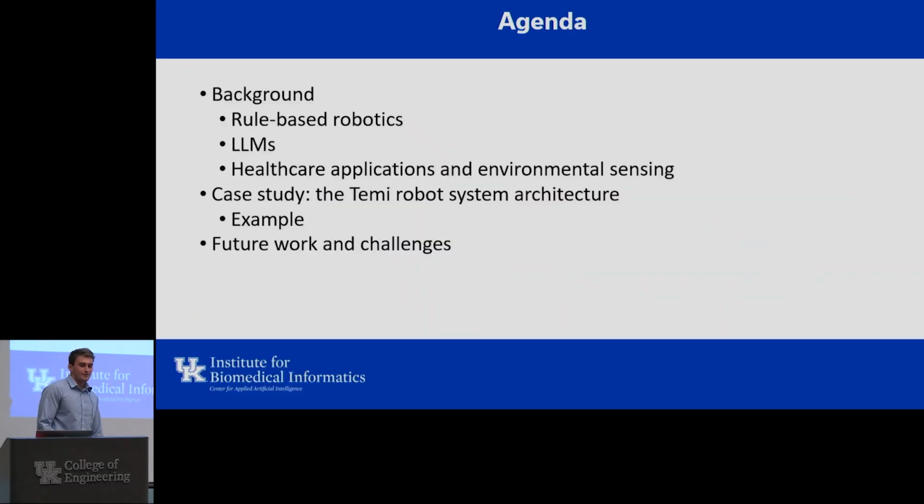Okay, so I'm going to be talking about background on the traditional way that robotics are programmed, which is called rule-based systems. And then I'll introduce large language models, and then briefly talk about some of the healthcare applications of this. And then the largest section of this talk is going to be a case study of using large language models in robotics in a healthcare context with an example of that, and then I'll talk briefly about the future work and challenges.